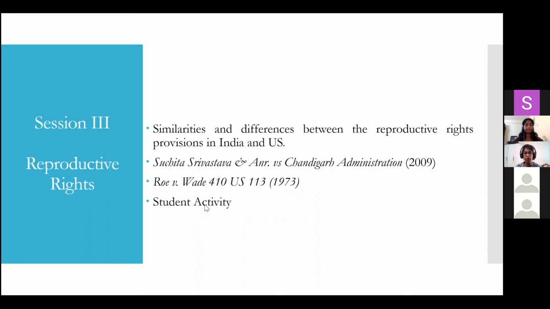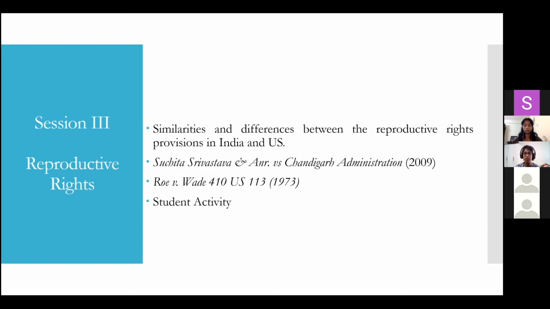Then we moved to the third session. Since we were discussing decisional autonomy and the right to choose in the previous session, we thought we will focus on one particular right, which is reproductive rights. So we started with the legal framework in the US and India on regulating reproduction. Particularly, we were focusing on abortion. We went through a few state laws in the US which regulate abortion, and we discussed the provisions of the MTP Act in India, which also regulates abortion here.